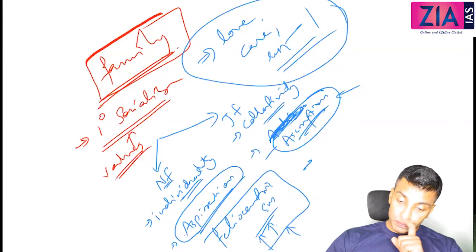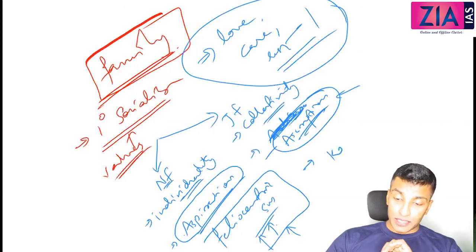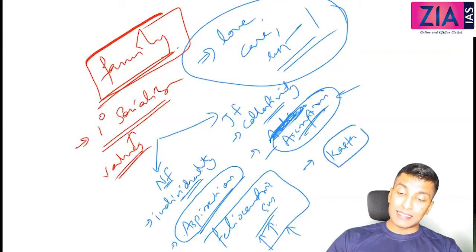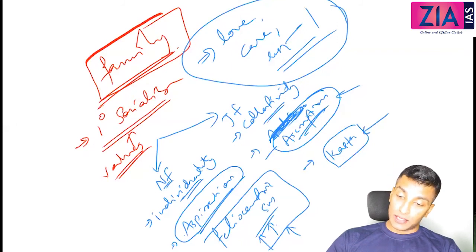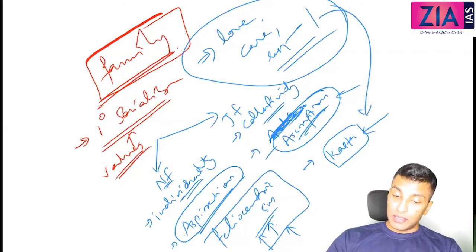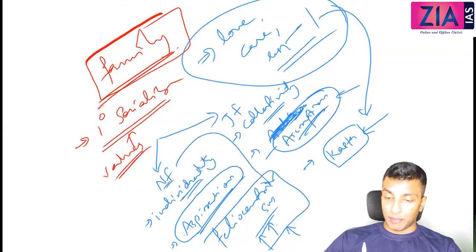But when it comes to joint family, the concept of karta is more important. Karta is an elder member of the family who decides everything about everyone in the family. So the authority of karta in the joint family is again a value. This is what I've told you, respect for elders. When it comes to nuclear family, that respect for elders is actually coming down.